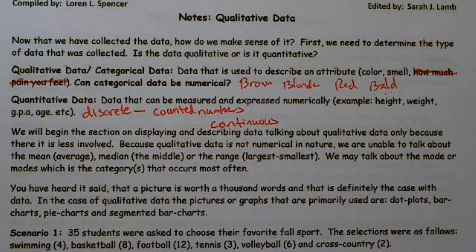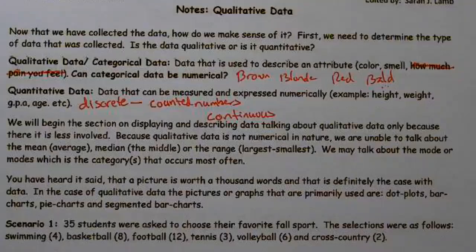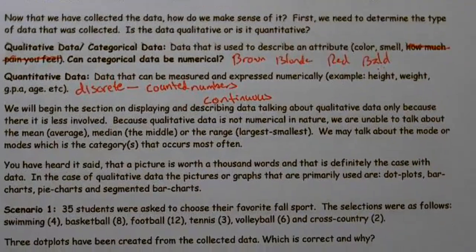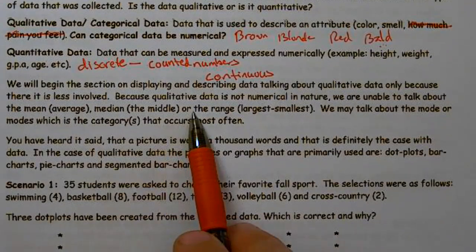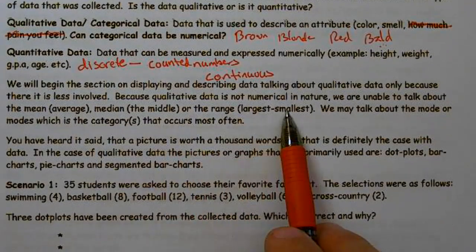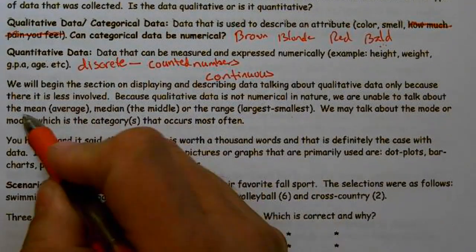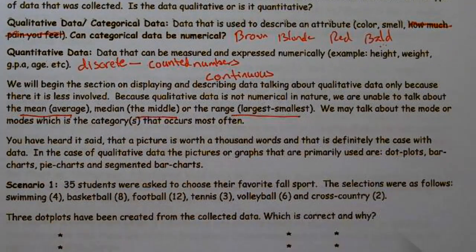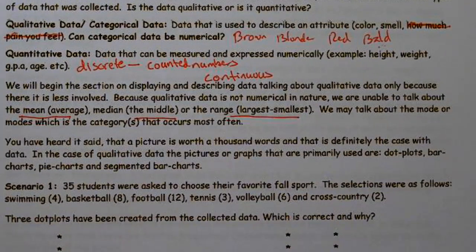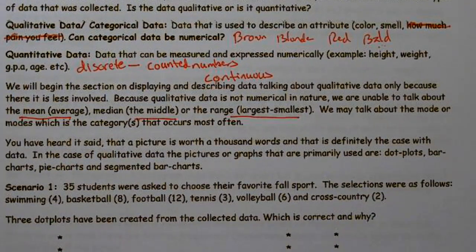All right. And so we're going to begin with talking about qualitative data, mainly because it's less involved and it's non-numerical, and so we're able to talk about it a little bit faster. Because it's qualitative data and is non-numerical, we're not able to talk about the mean or the median or the range, right? We're not able to talk about those because order doesn't matter. And I'll show that to you in just a moment.